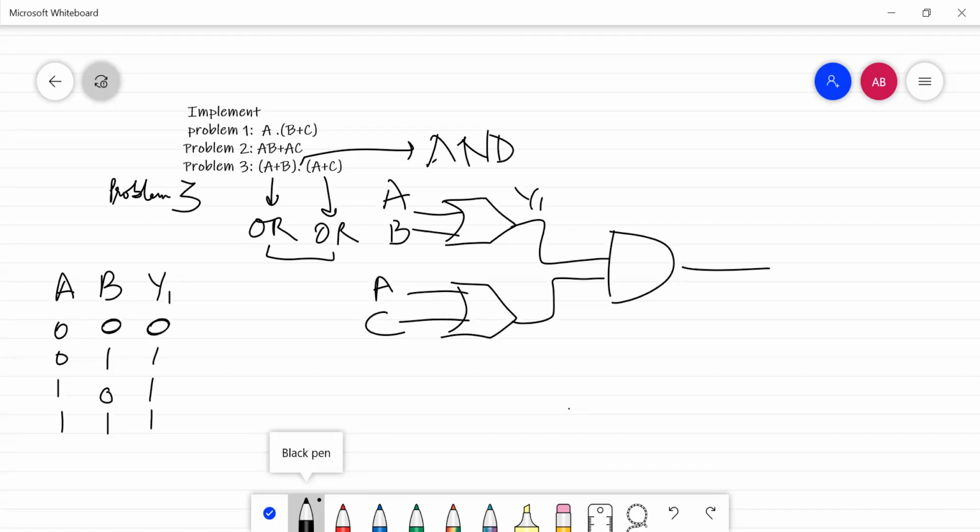Now we come on to our AC combination. That means when this is 0 and this is 0, only then is it going to generate a 0. Similarly, if it is 0 and 1, then again the output will be low. If it is 1, 0, then even the output is going to be low. Only in the case of both high as the inputs to the AND gate, the output is going to be high.